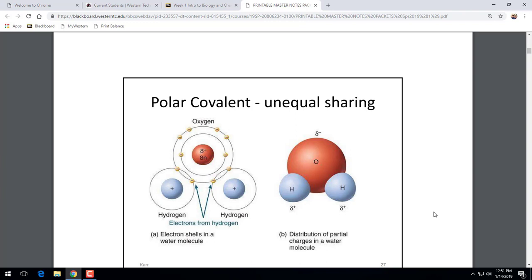So when we look at the importance of polar covalent molecules, they're slightly charged and they can be involved in chemical reactions. And in the case of water, it's what holds water together. It's what keeps water at the surface, the stickiness.